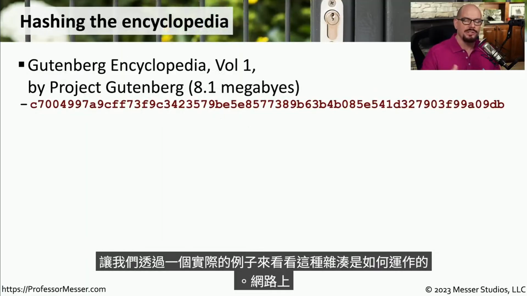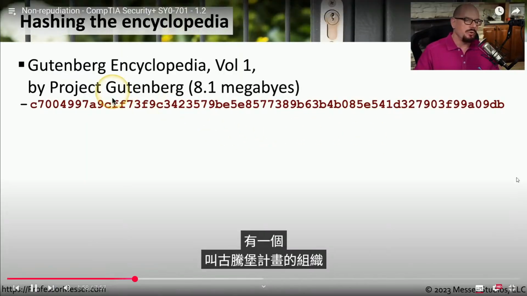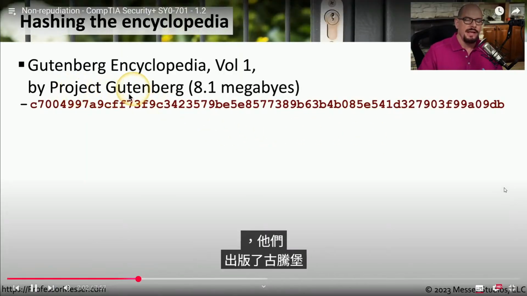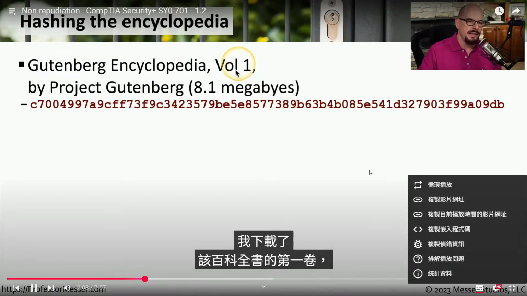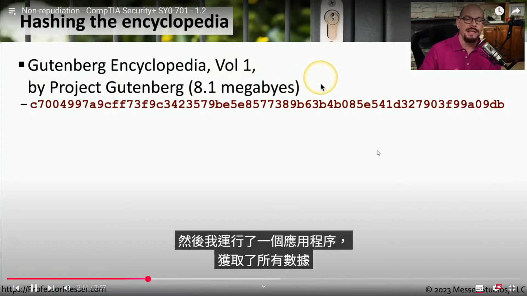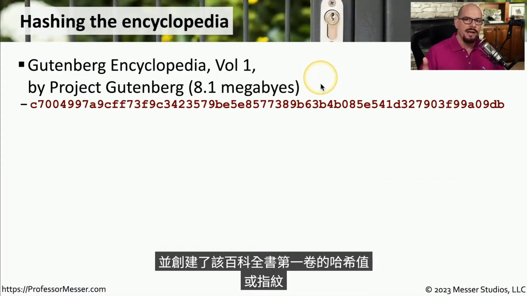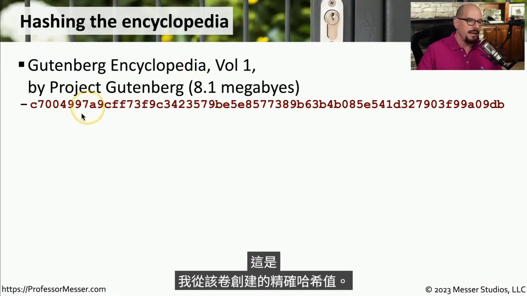Let's see how this hashing works by using a practical example. There is an organization called Project Gutenberg on the internet, and they have published the Gutenberg Encyclopedia. I downloaded volume 1 of that encyclopedia, and it's 8.1 megabytes of data. And then I ran an application that took all of that data and created a hash or a fingerprint of that particular encyclopedia volume 1. And here is the exact hash that I've created from that volume.